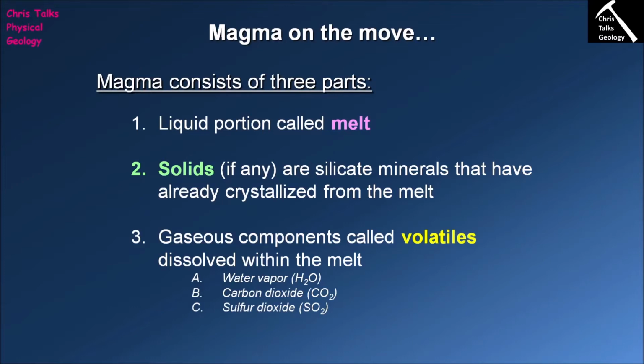Now, the most common volatile in magma is simply going to be water vapor. That's then going to be followed by carbon dioxide and then normally sulfur dioxide. So these are the big three volatile phases. Now, in terms of the magma itself, the vast majority of your magma as it's moving through the crust is going to be the melt phase, with the solids and the volatiles being a lesser component, but nevertheless important.